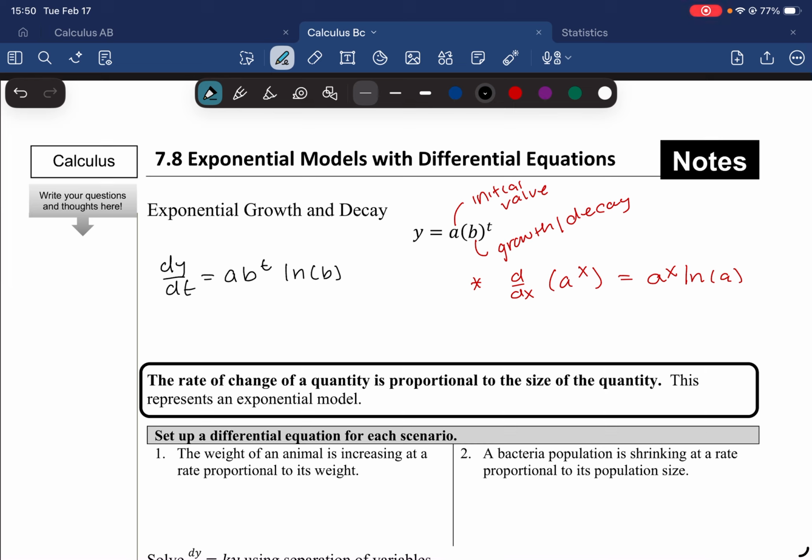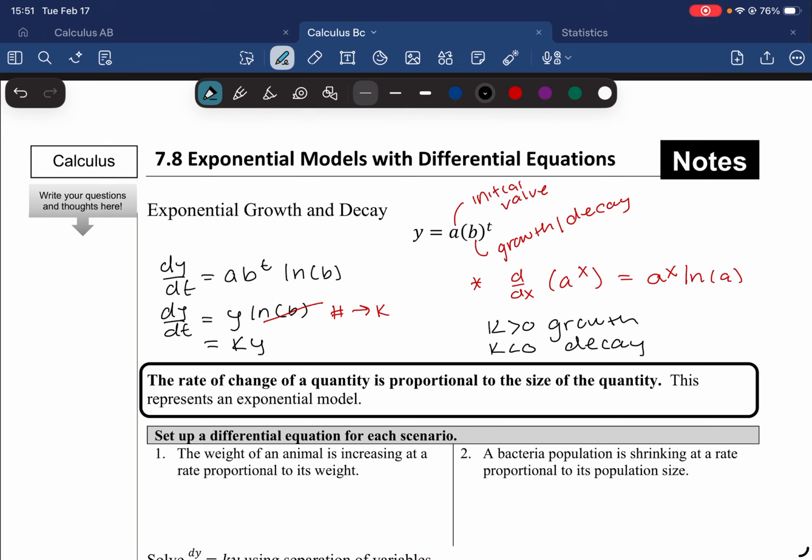Well, from here, we know that a times b to the t power is y. So dy dt is equal to y times the natural log of b. Natural log of b is just a number, so we can go ahead and call that k, a constant. So this is equal to k times y. If k is greater than 0, we know that we have a growth. In other words, if we have a positive exponent, we have a growth. If k is less than 0, we have a decay. If we have a negative exponent, then we have a decay.